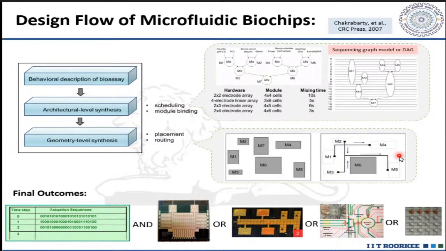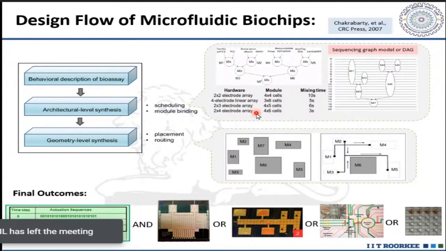Next, once this sequencing graph or directed acyclic graph is given, you also have some kind of library, called the module library. Each and every module has some dimension, for example in a 2D array of electrodes, how many cells or electrodes you have taken. If you are considering a 4x4 module and your hardware is a 2x2 electrode array, this module may take 10 seconds for mixing a particular set of fluids. For this pair of fluids, you may have 4 different mixing module options.